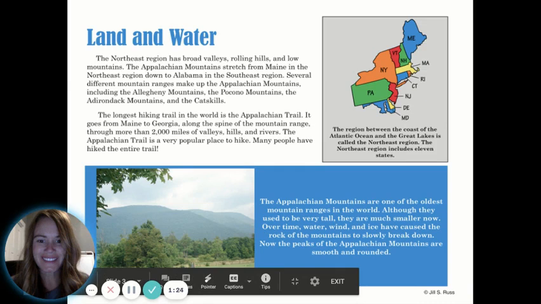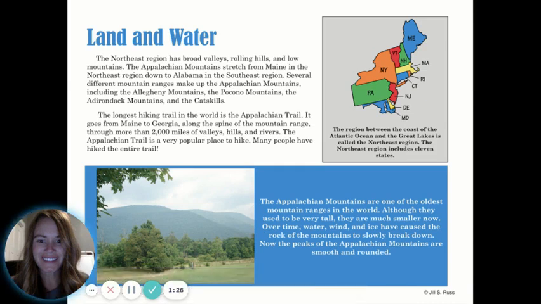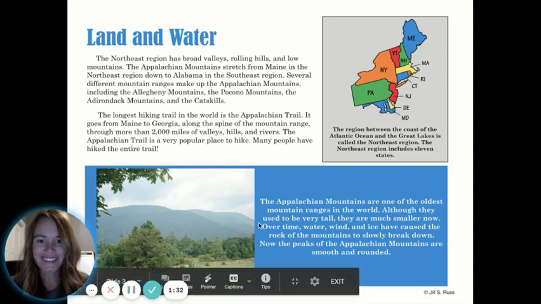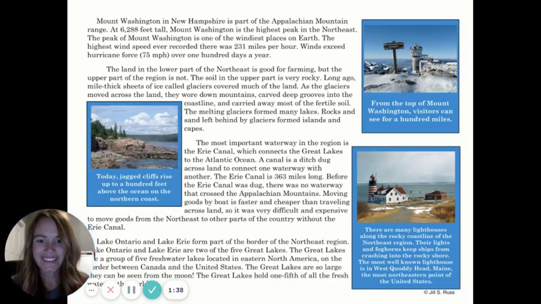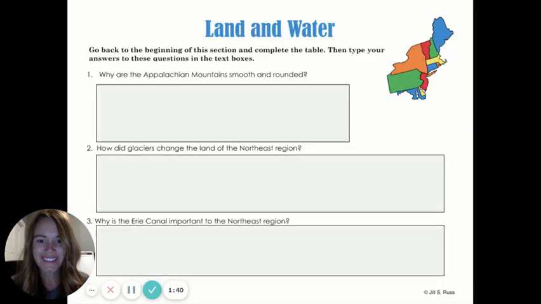Since what I taught you today was about land and water, you're going to do a little more reading about land and water in the Northeast. So you're going to go on to read about the land and water in the Northeast on the 3rd slide today, and also on the 4th slide. Then you're going to come to this next slide, and it's going to ask you some questions.